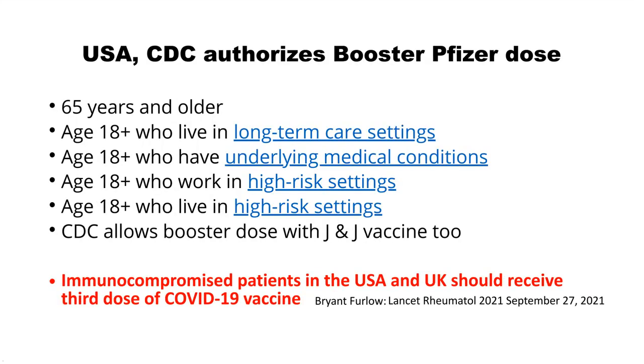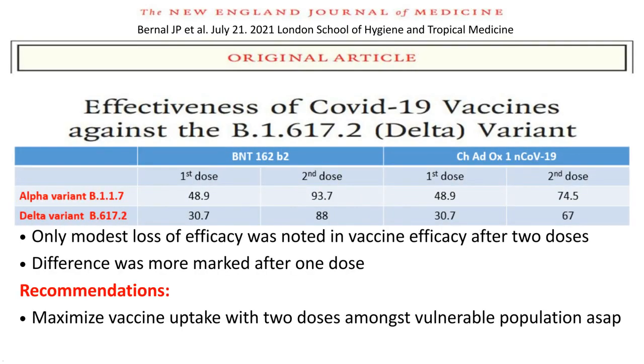Recently, USA CDC has authorized booster doses for certain age groups and certain persons with high risk, and this has been also permitted both for Johnson & Johnson as well as for Moderna. In the past, it was indicated that one dose would give less protection than two doses, and it was encouraged that we should complete the doses as soon as possible.